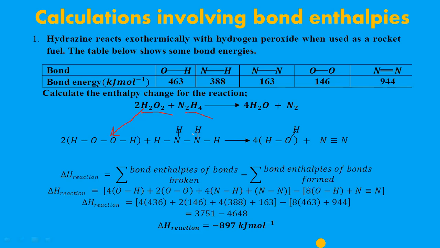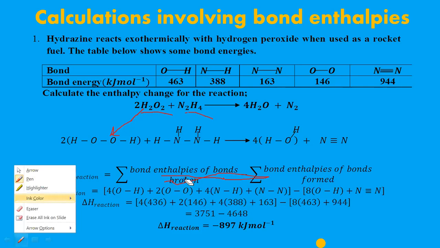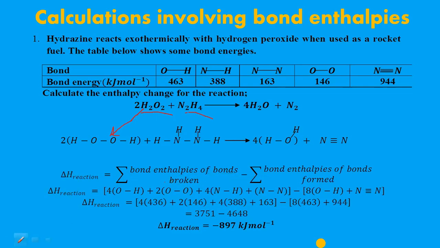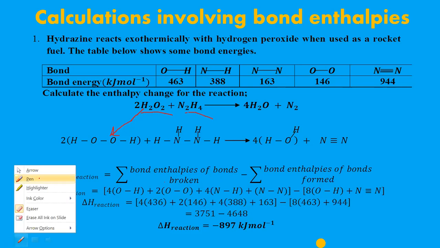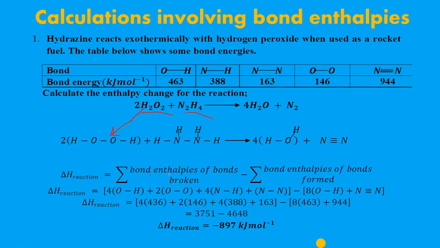Yes, teacher. So if I'm to proceed, the enthalpy of this reaction is the summation of the bond enthalpies of bonds broken, minus the summation of the bond enthalpies of bonds formed. So bond enthalpies of bonds broken minus bond enthalpies of bonds formed, but it should be the summation of them.